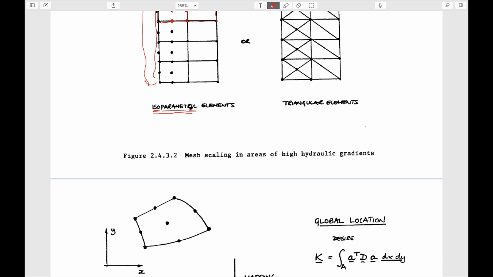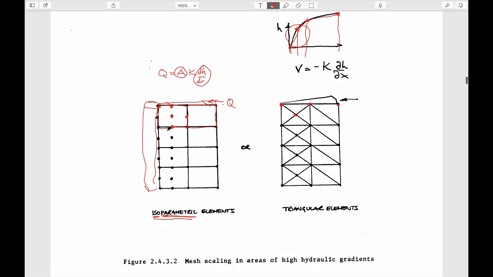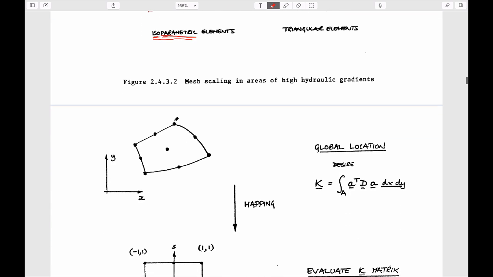Parametric means that the shape functions that describe the variation of head as we go across this system, which is really what the shape functions do, could also be used to describe the geometry of the element. And so although we've drawn these elements here as being prismatic with straight sides, there's no reason why we couldn't, if we wanted to have a curved boundary, actually have one of these straight sides be slightly curved.